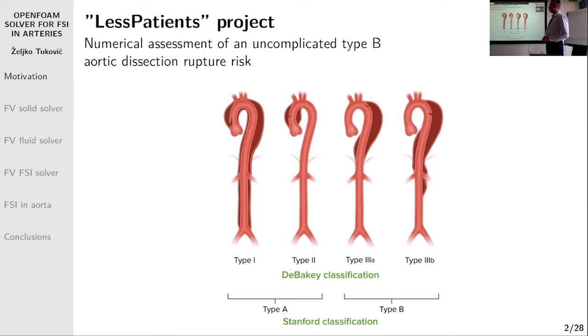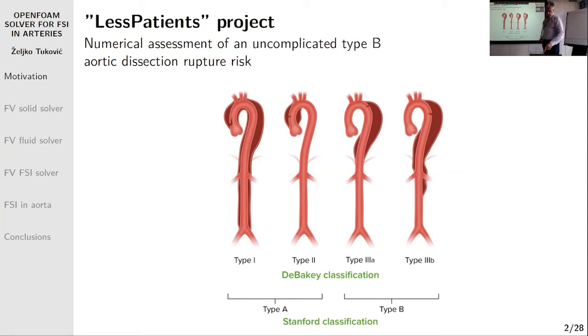The FSI solver which I will present today is planned to be used in the so-called LESS PATIENT project, which is funded by the Croatian Science Foundation, and in which we would like to numerically assess the risk of rupture of aortic dissection. Aortic dissection is a cardiovascular disease where the innermost layer of the aorta is injured, allowing flow between the layers, and this can lead to serious complications, and the most dangerous one is, of course, rupture. In the project, we are focused on type B dissection, which affects only the descending part of the aorta.